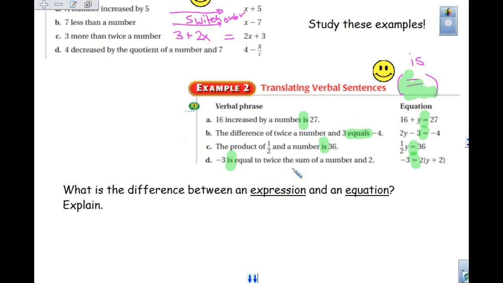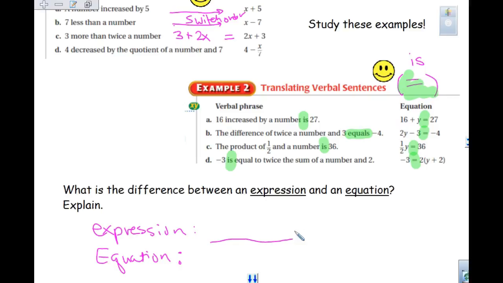So, I want you to put down expression. And I want you to put down equation. And I want you to write the simplest way you know how, what is the difference between those. So what does an expression have or not have versus an equation? And then give me an example. So tell me, an expression, the simplest way you know how.